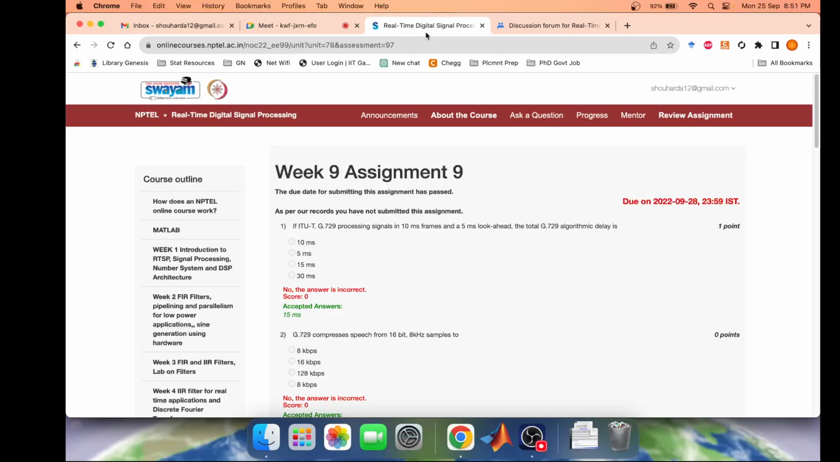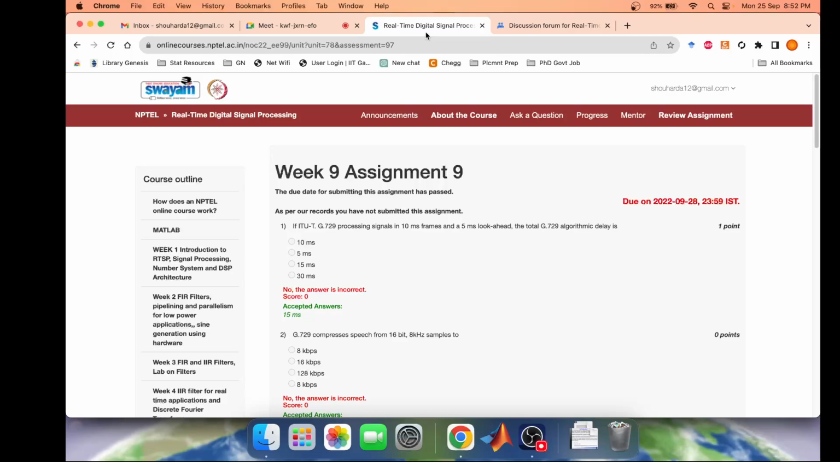So some of the questions related to this topic in the previous year, like ITU-T G.7 to 9 processing signals. So these are all some conventional standards, like we have ISO and ISI, IEEE. So these are also standards. ITU, International Telecommunication Union, signals in 10 millisecond frames and a 5 millisecond look ahead.